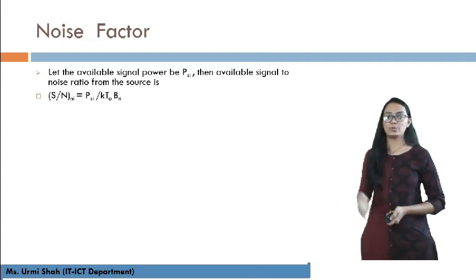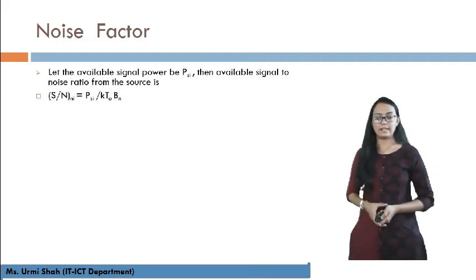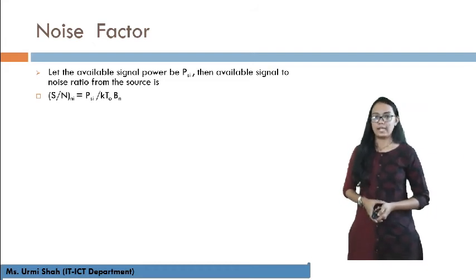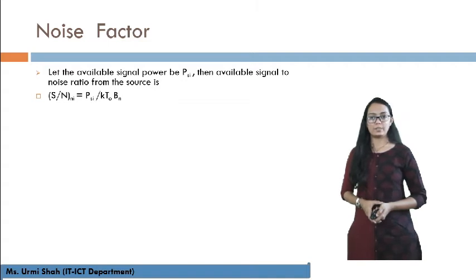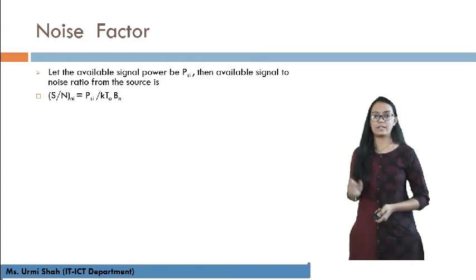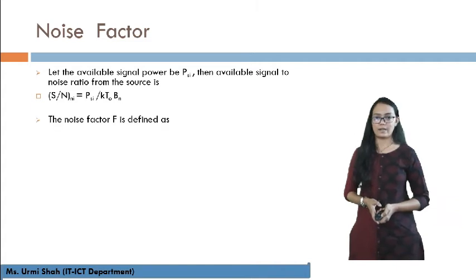Now if I want to describe it in detail, then the input side SNR is PSI upon kT0B. Basically, what is SNR? It is signal power upon noise power. So signal power is PSI, the input side signal power, upon kT0Bn, your input side noise power.